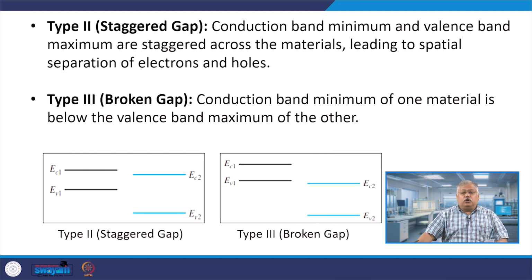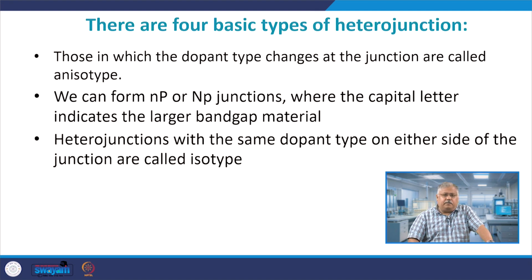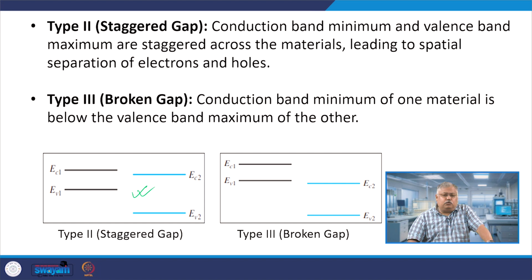If you take type 2, which is the staggered gap, staggered gap primarily means that at least EC1 is larger than EC2 and the band gaps are staggered, they are non-overlapping in nature. So, electrons or holes will be spatially separated. The last type is known as the broken gap, and the broken gap is one in which there is no overlap between the two materials in terms of their band gap. So, this is known as a perfectly broken band gap material, right. For all practical purposes, we will take the idea that this will be the most widely used.